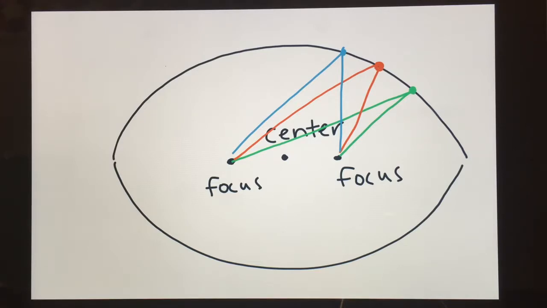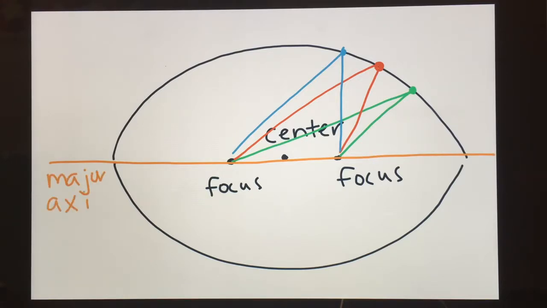All right. Now, there's a few things that we can go ahead and label in our pictures, just some vocabulary. So first, whatever line goes through the focus and the center and the other focus, that line is called the major axis. And where the major axis intersects the ellipse is called a vertex. So there's two of them, or vertices plural.